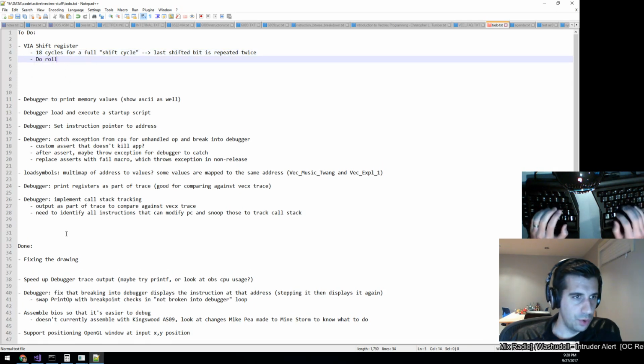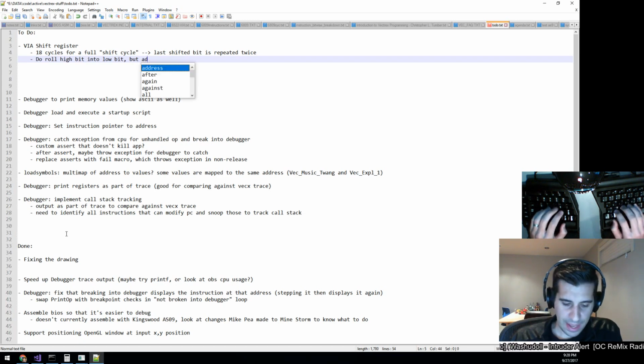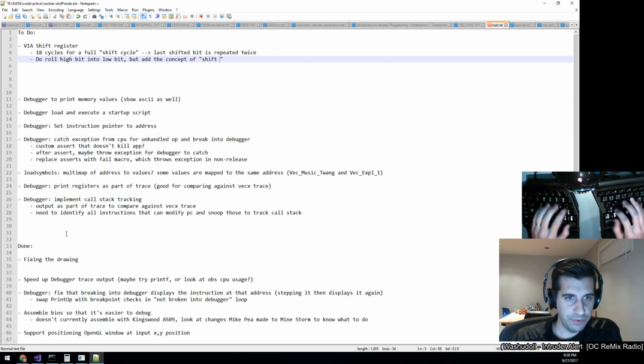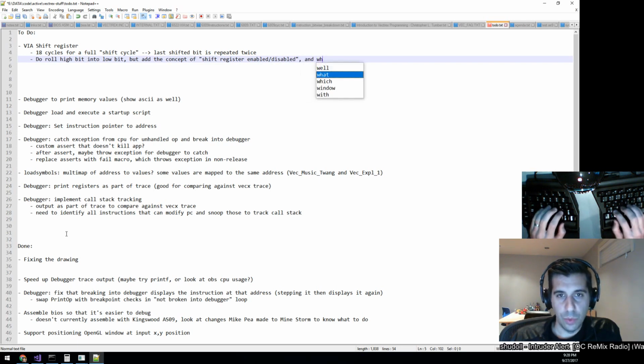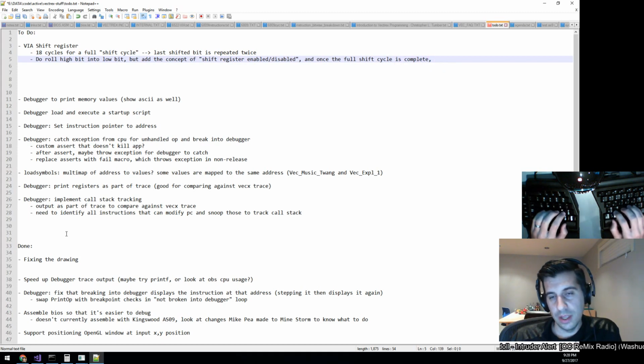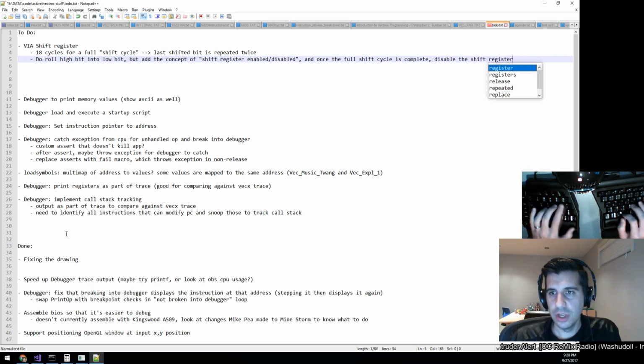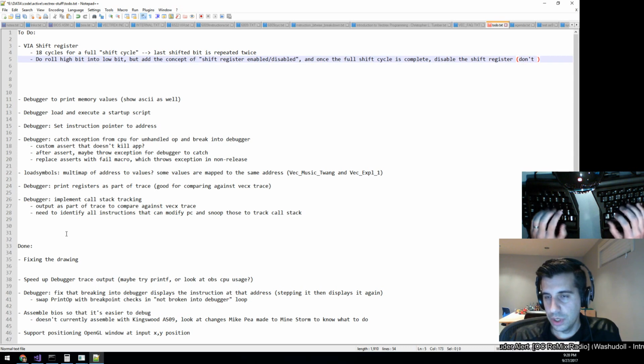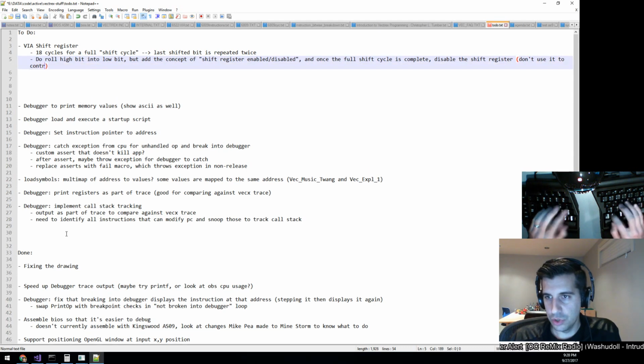so do roll high bit into low bit, but add the concept of shift register enabled, disabled. And once the full shift cycle is complete, disable the shift register. Disable the shift register. So don't use it to control the beam.